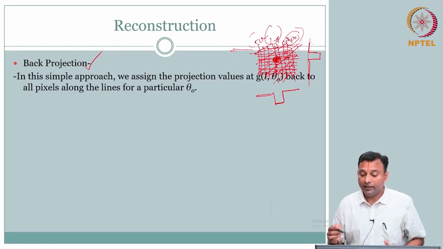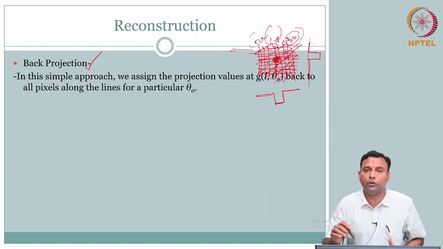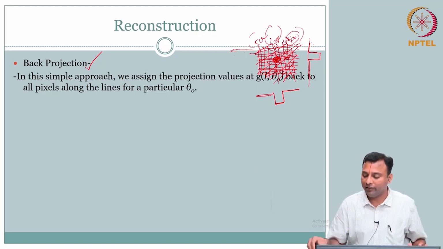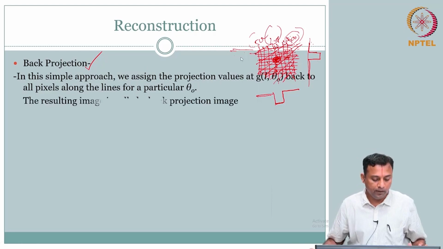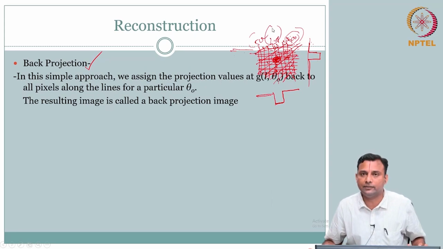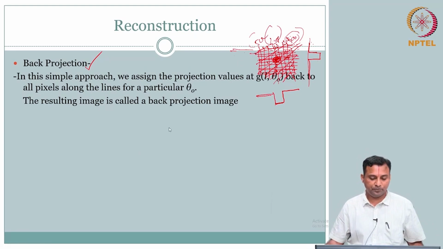So it turns out that that is not a bad idea, right? It's a common sense thing. So if I can collect like that, I will start to project back. Let's formalize one more step and then we will see how nicely this helps identify the culprits. So it is a simple approach. We assign the projection values g of L comma theta naught back to all pixels along the lines. This is what I did, back to all pixels along the lines. The resulting image is called the back projection image.